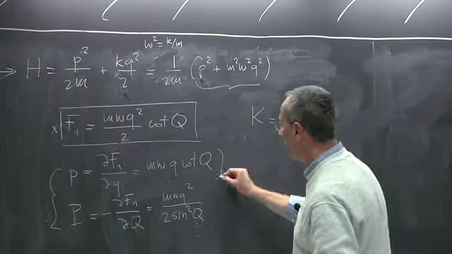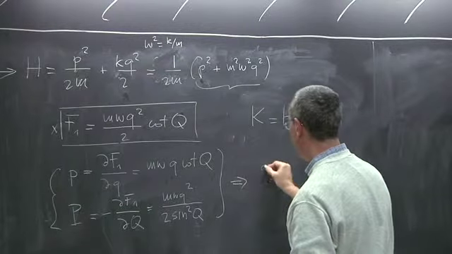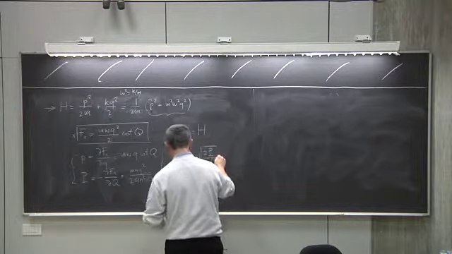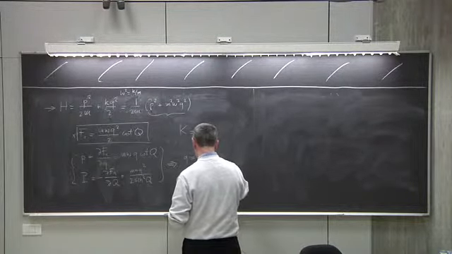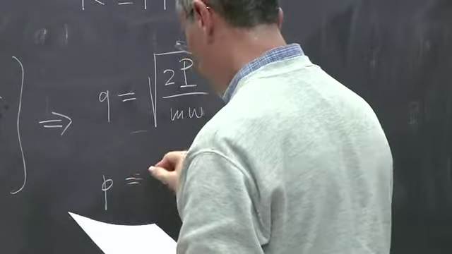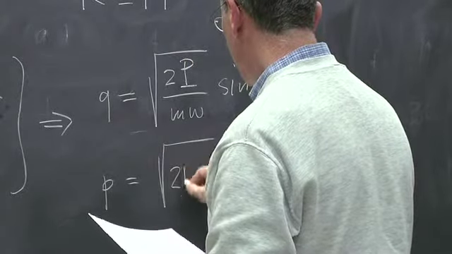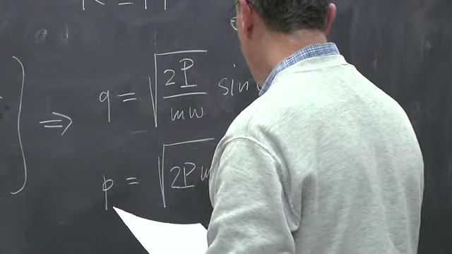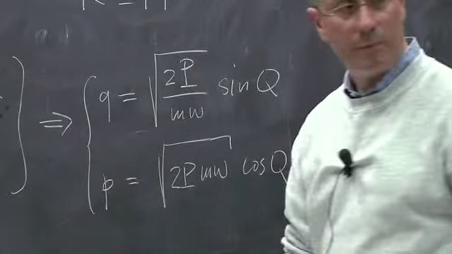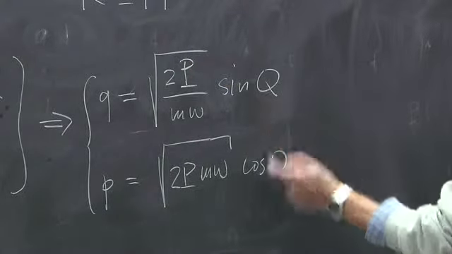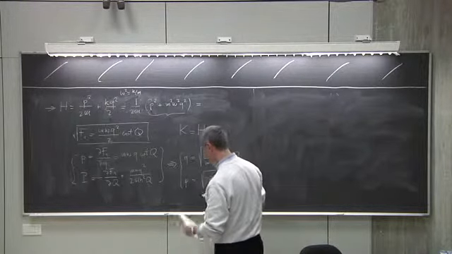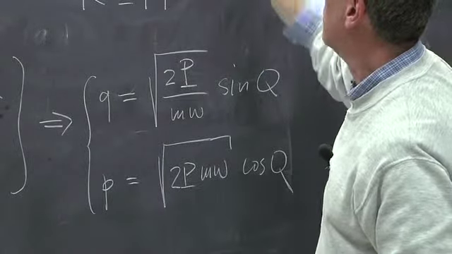Okay, so you have to solve this, and if you do that, you find that little q is the square root of 2 big P over m omega times the sine of big Q, and little p is the square root of 2 big P m omega times the cosine of big Q, as advertised. Because if I now take this and plug it in here, you see that you get exactly omega big P.